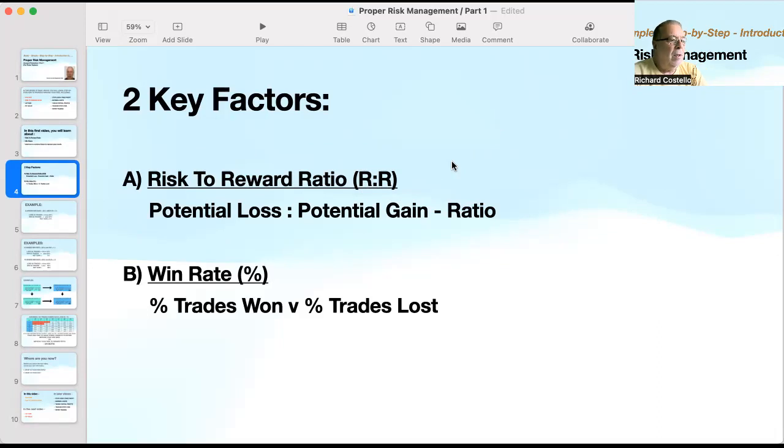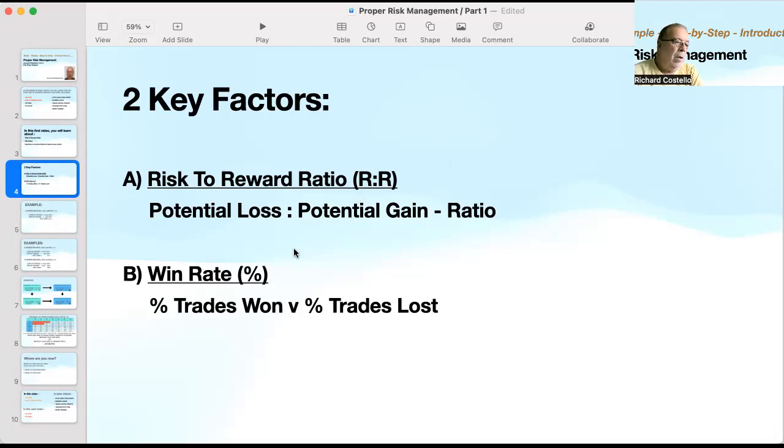So for instance, if we're talking about a 1% loss, if you're risking 1% of your account balance in a single trade, what are you actually going for in terms of reward? So if your risk to reward is 1:1, you're risking 1% to gain 1%. If your risk to reward ratio is 1:2, you're risking 1% to gain 2%.